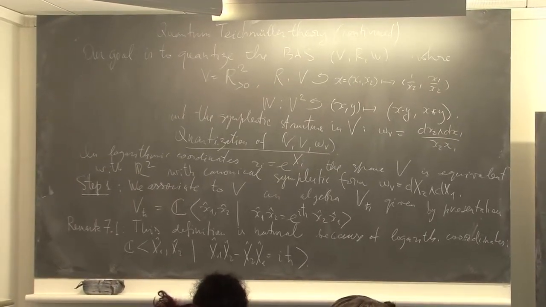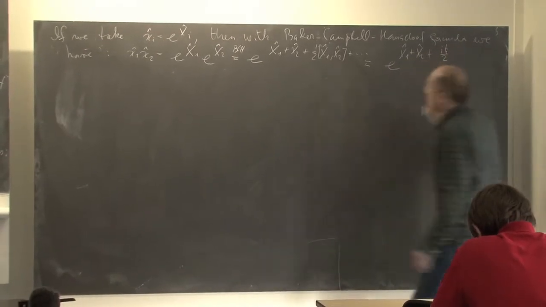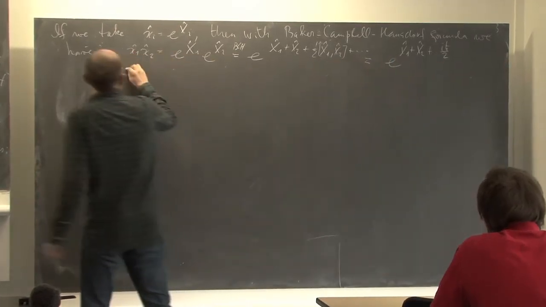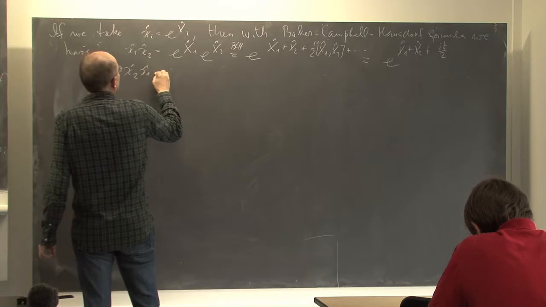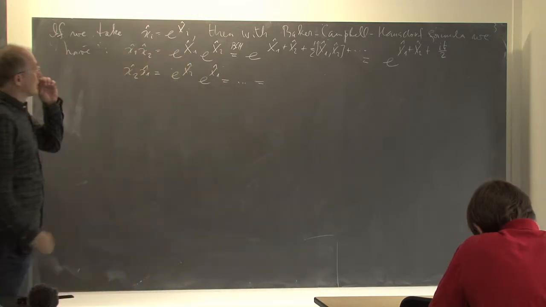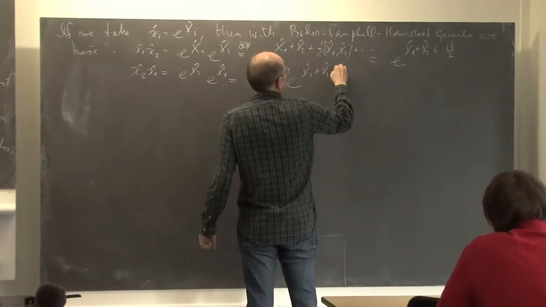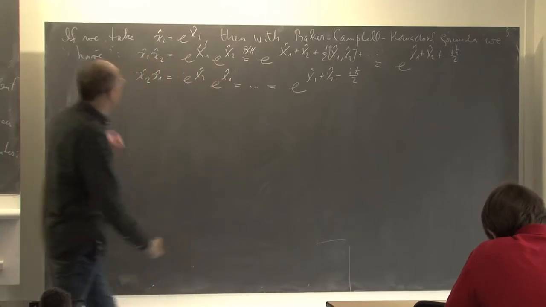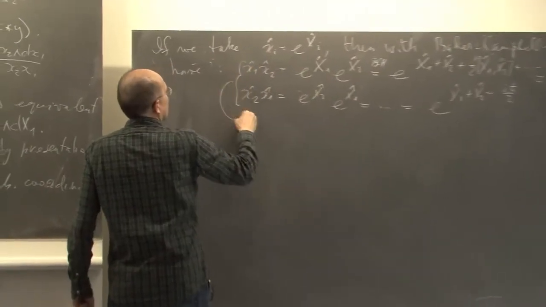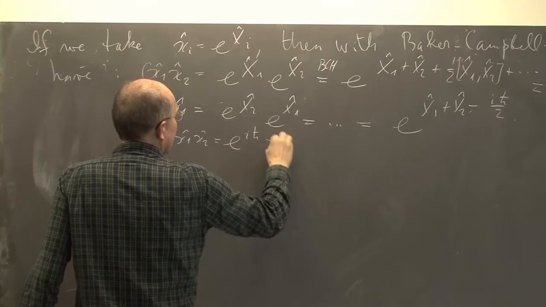And then we use this, so we get e to X1 hat plus X2 hat plus i h bar over 2. But if we do it in the opposite order, the same calculation, the only thing is that exchanging 1 and 2 corresponds to changing the sign of h bar. So this becomes e to X1 hat plus X2 hat minus i h bar over 2. And now comparing the two formulas, we get x1 hat x2 hat equals e to the i h bar, x2 hat x1 hat.